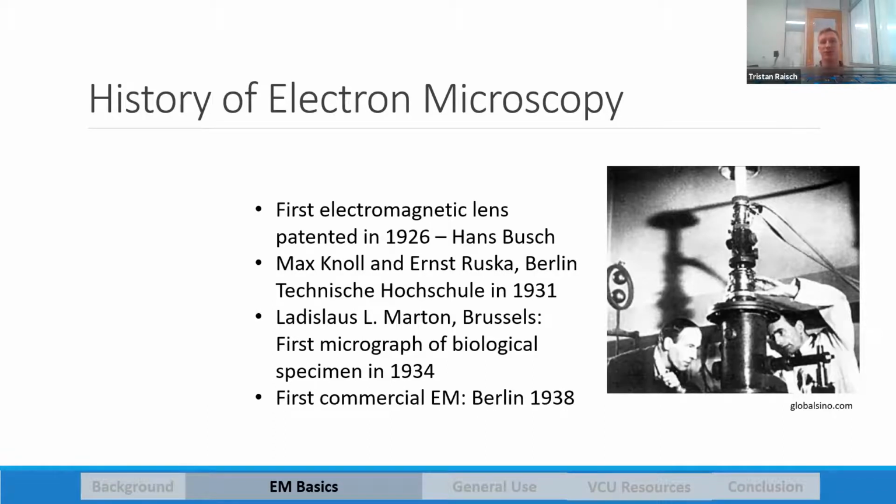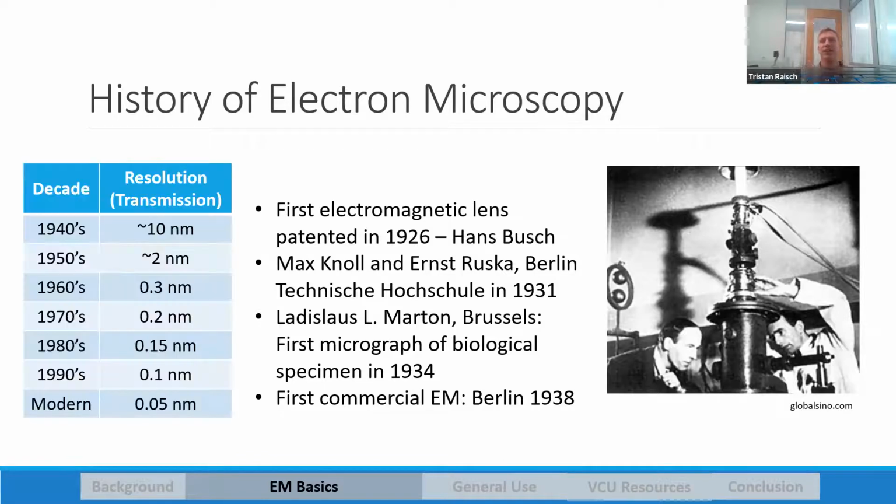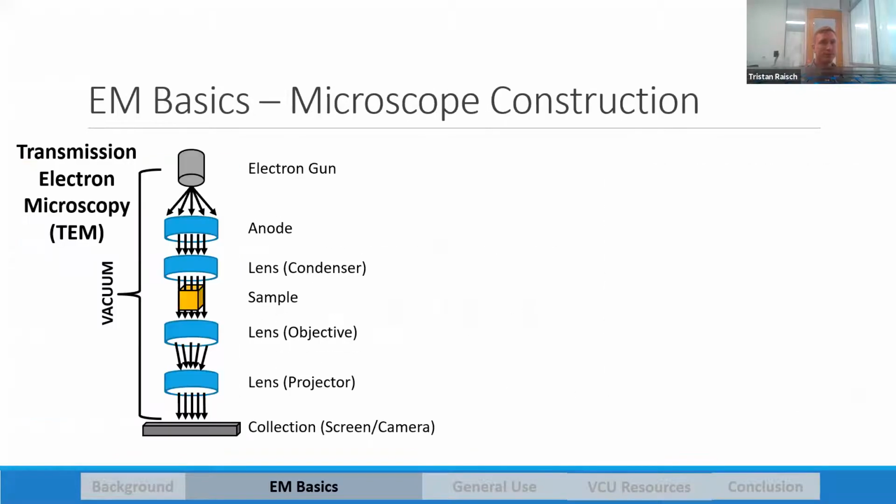Siemens had begun production on the first commercially available electron microscope. And since then, as technology has improved, particularly in creating more powerful electron guns and better electromagnetic lenses, we've seen great strides made in improving the resolution of electron microscopy down to about 1/20th of a nanometer with modern equipment.